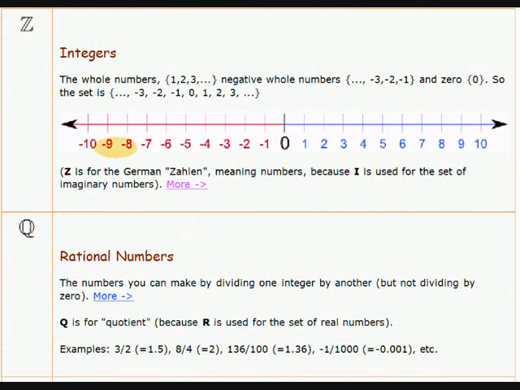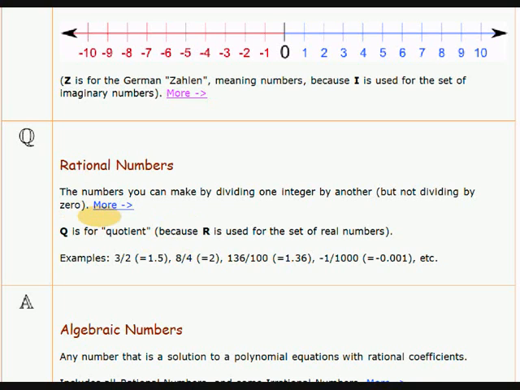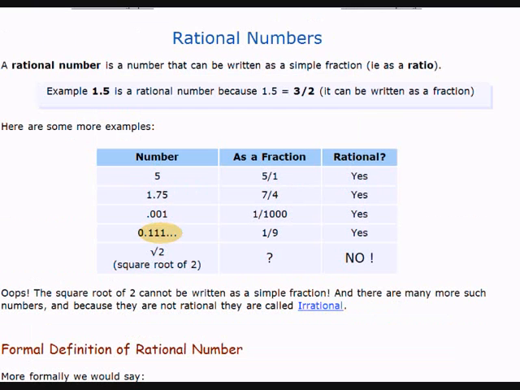After integers comes the rational number. You know what is a rational number? A rational number is a number that can be written as a simple fraction, that is, as a ratio. What is a ratio? 3/2, 1/2. These are all ratios. 1:2 can be written as 1/2. Right? Example, 1.5 is a rational number because 1.5 equals 3/2. It can be written as a fraction.